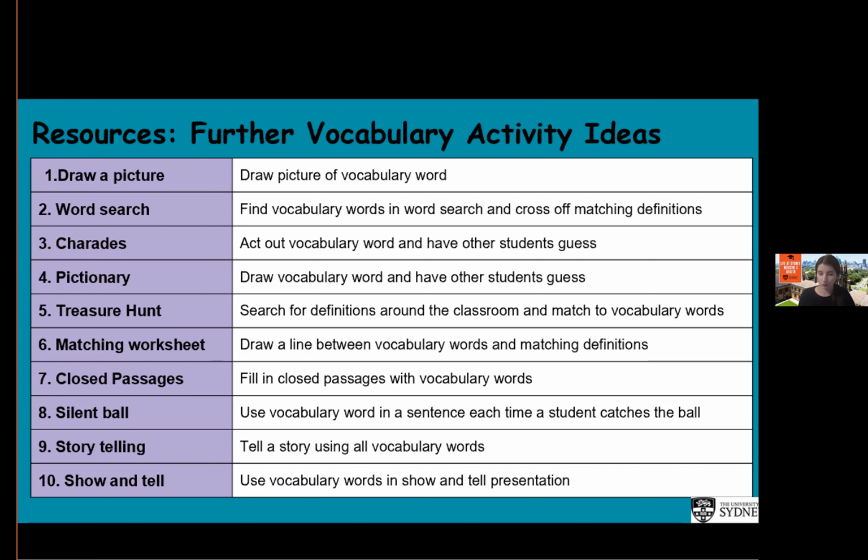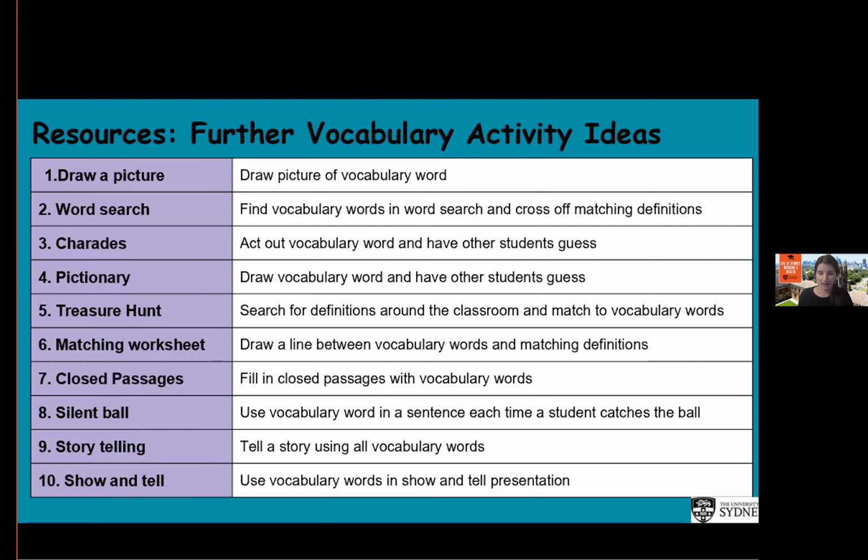Another activity is storytelling, where students come up with a story using the word. And the final activity there is show and tell, where students use the word in their show and tell presentation. So those are a few more activity ideas, but I'm sure that you could come up with some others yourself as well.